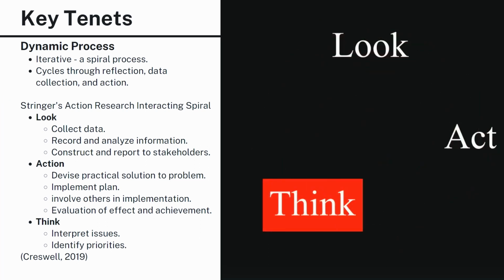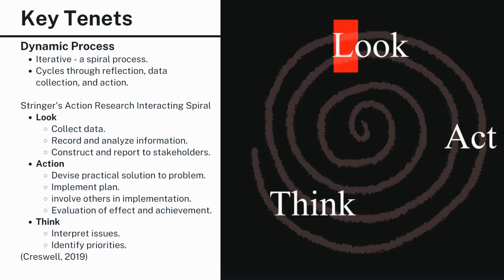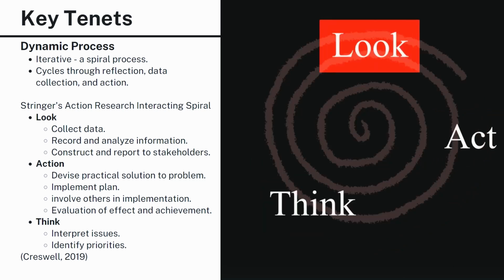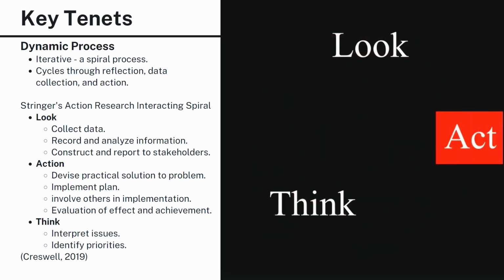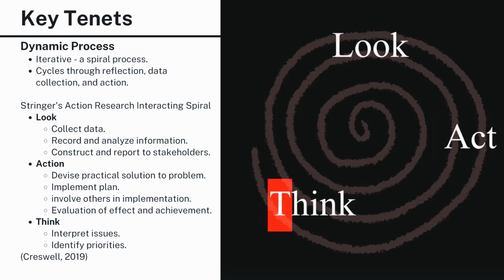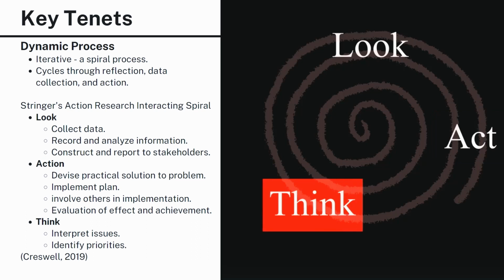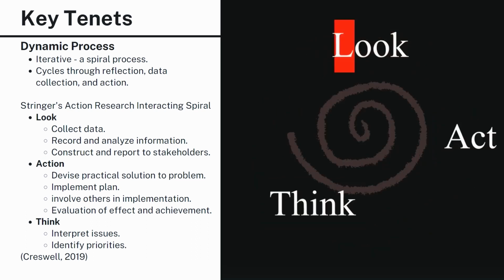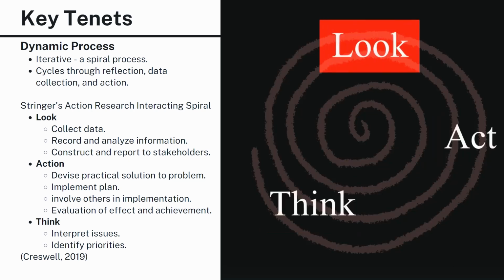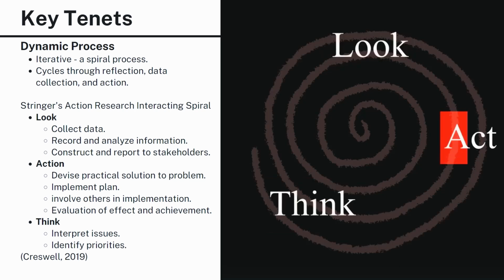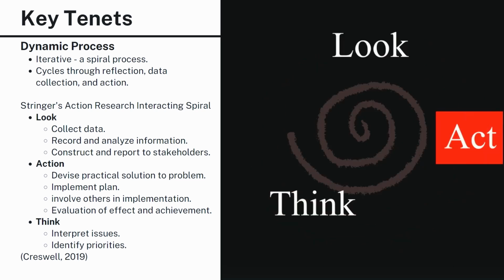It is a dynamic process. Ernest Stringer proposed a spiral model for action research, where the research moves through 3 repeating components. Look, where data is collected, analyzed, and reported to stakeholders. Action involves devising solutions, carrying out an action plan, and sharing results with others. The action will create ideas and thoughts, which brings us to think. Think is where issues are interpreted and priorities can be identified. It may be that previous implementations have to be revised and tried again, or maybe there is a positive end result that can be shared with stakeholders. The process is iterative in that you may go through the process many times.